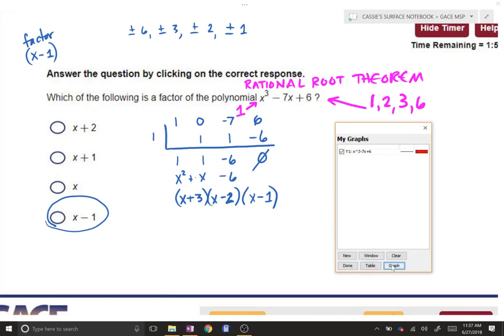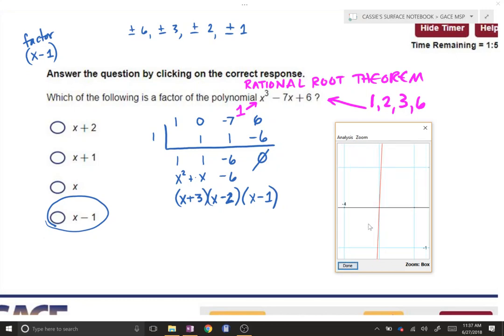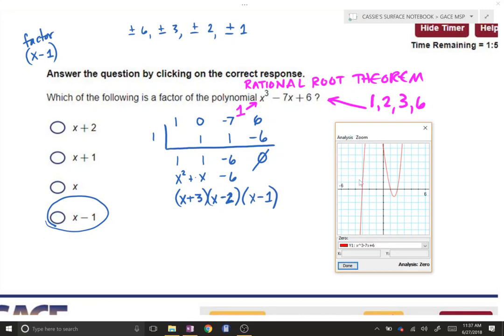Another way is to look at the graph. A lot of different ways you could do it. Let me zoom back out just a minute. Under analysis, you can do this: you click right here, hold it down and drag until you're on the right side, and what it does is calculate the zero for you.